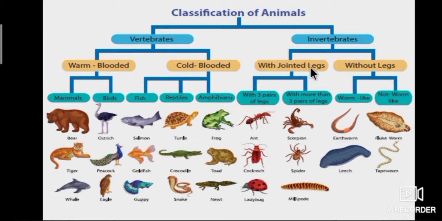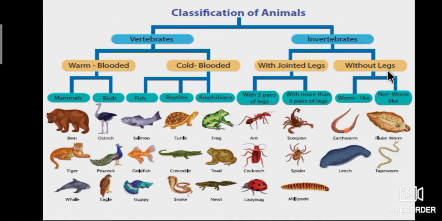Species with jointed legs are further classified into those with 3 pairs of legs and those with more than 3 pairs of legs. Ant, cockroach and ladybug are examples of 3 pairs of legs. Scorpion, spider and millipede are examples of more than 3 pairs of legs.